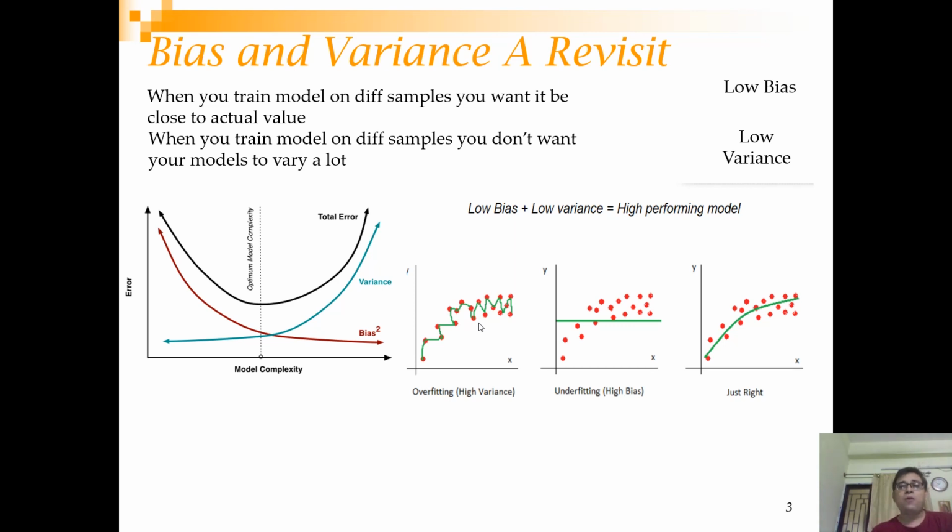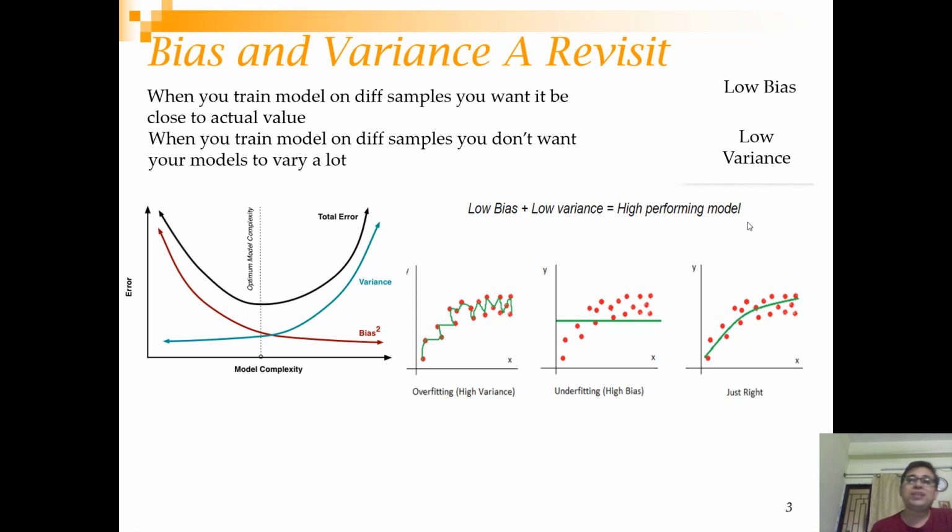Now if you come here, this is underfitting. Underfitting meaning it is not understanding any pattern of the data. So you change any of the training observations, the model is not going to change, and it is far from the actual value, so it has a high bias. And finally, you want maybe something like this, where the variance is low and the bias is also low. So low bias plus low variance is your high performing model.